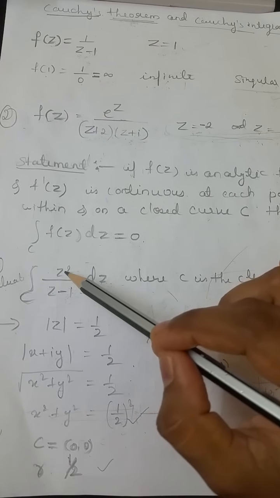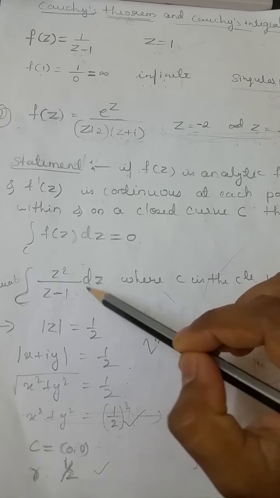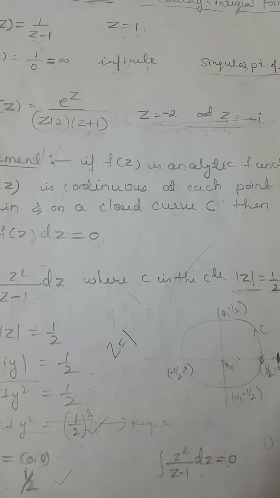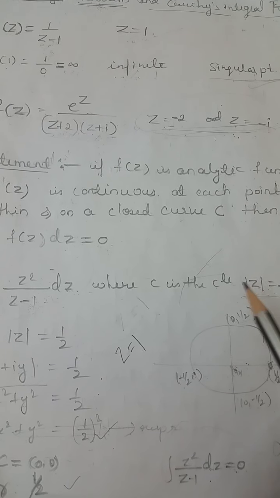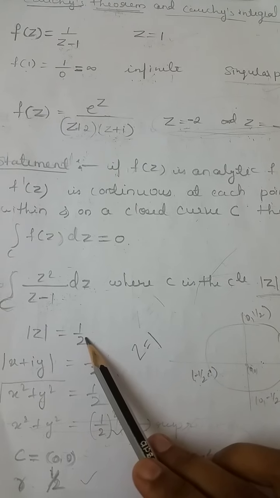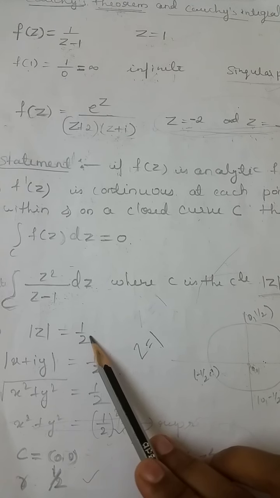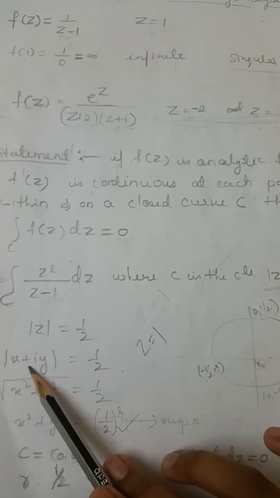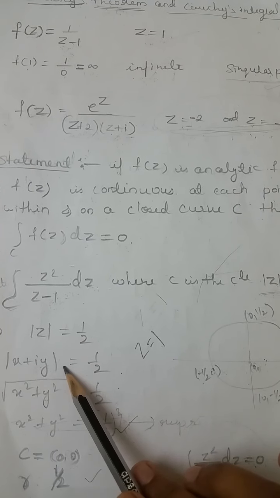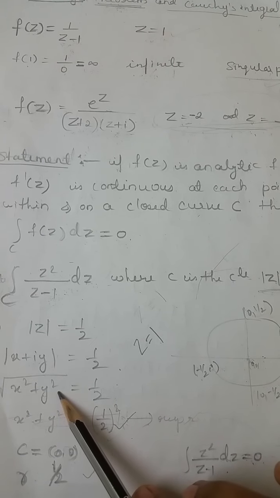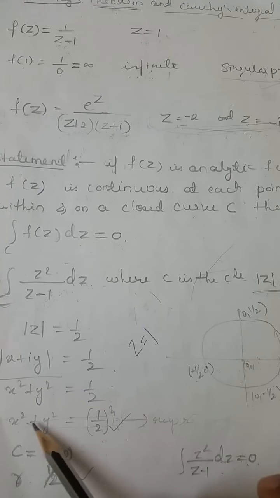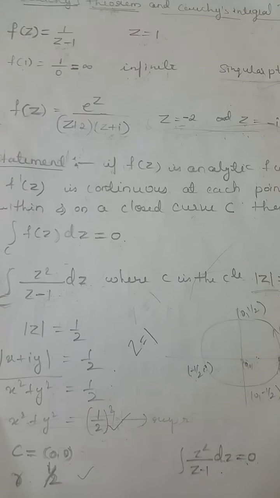Evaluate the closed integral of z²/(z − 1) dz, where C is the circle |z| = 1/2. Okay, let us find out the points first. |z| = 1/2 is given. What is |z|? z = x + iy, you know, that is equal to 1/2. The modulus of x + iy is the square root of x² + y², equal to 1/2. Squaring on both sides, you get x² + y² = (1/2)².